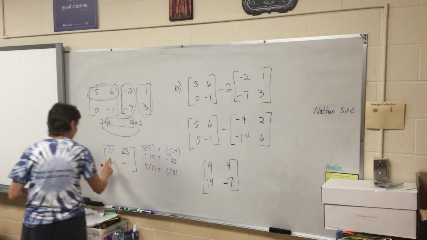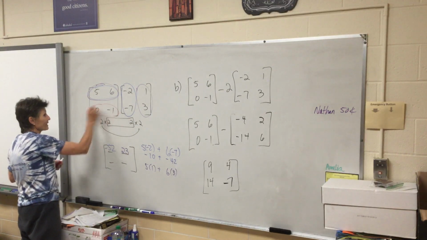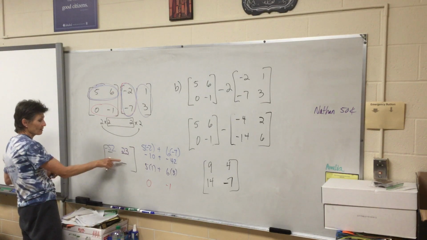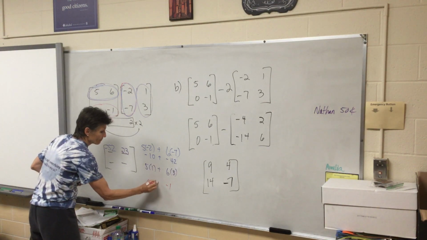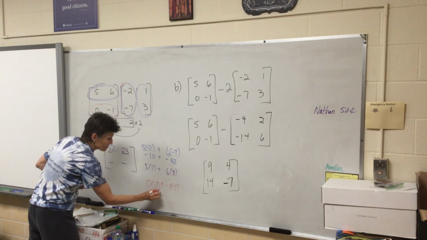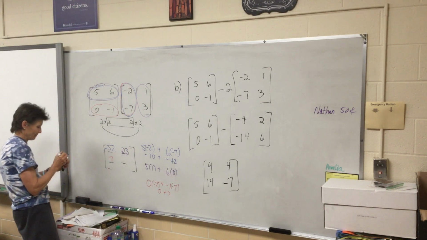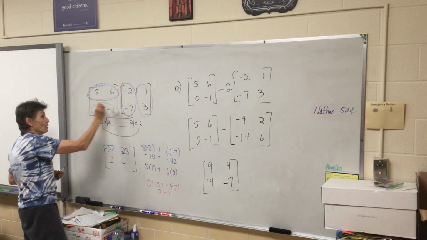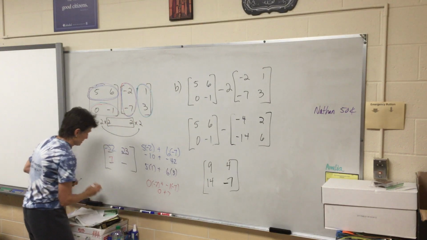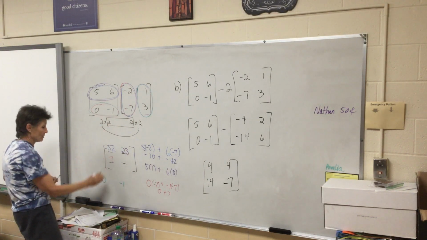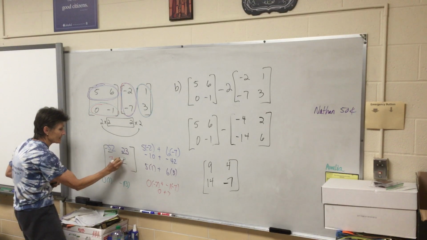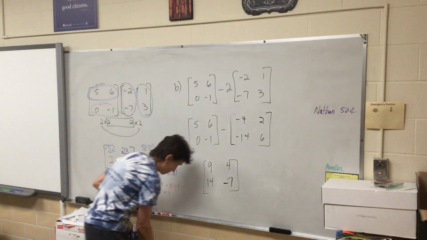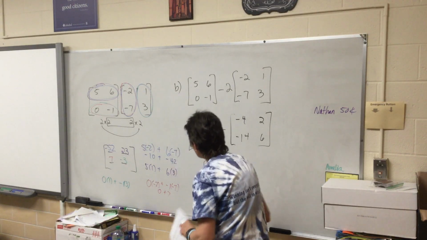Now, we'll move down here. We're going to fill that spot. So that second row, first column, that's right here. So 0 plus 7, this guy's a 7. And second row, second column. So 0, negative 1, and 1, 3. That's a negative 3. And there's your product. That's what you get when you multiply them together.